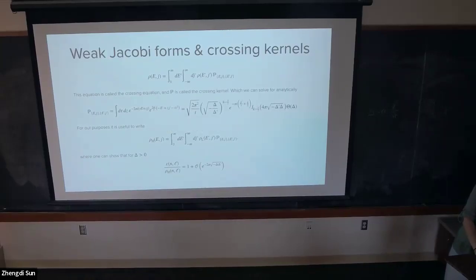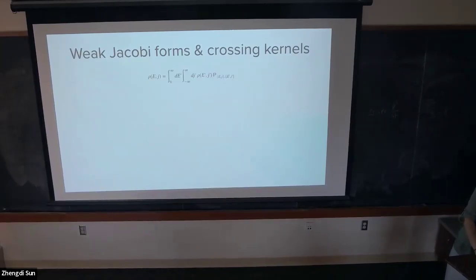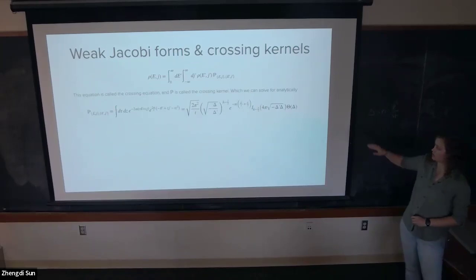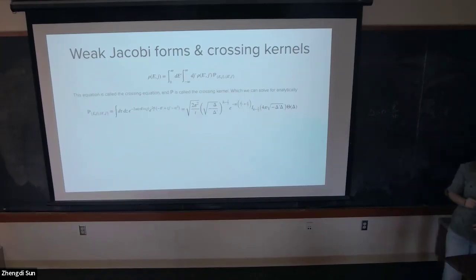And what's the capital theta? That's the Heaviside theta function. So this integral gives you 0 when delta is negative, and it gives you this result when delta is positive. So we see again that the crossing kernel will give you something when the coefficients that you're looking for, or the density of states, is in the heavy regime.